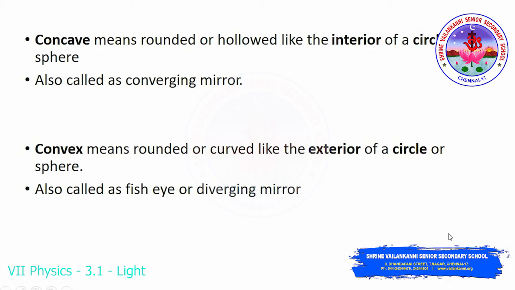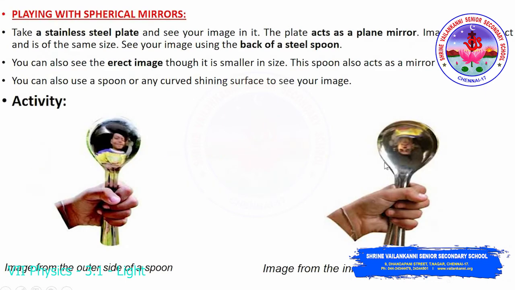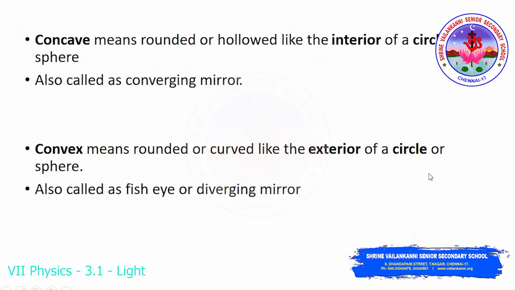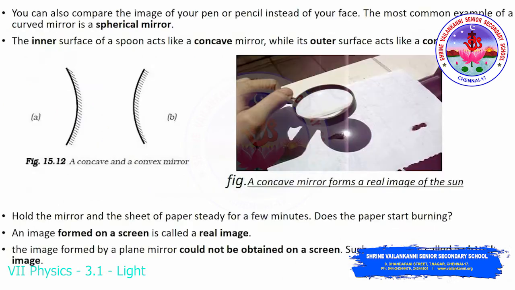And convex means the exterior of a circle, that is the backside of the spoon, which you can consider as the convex mirror. See, this is how the backside of the spoon you will consider as a convex mirror, where you will see the erect image of yourself, but in the concave mirror you will see only the upside down image of yourself. So that is the difference between concave and convex.